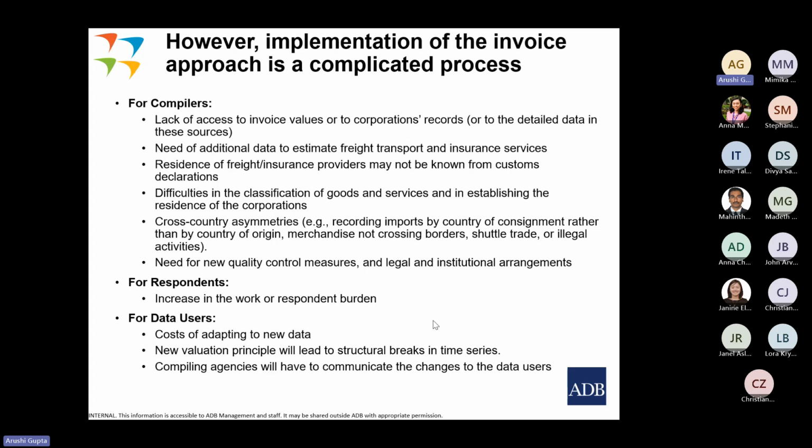The residence of freight or insurance providers may not be known simply from customs declarations, which again would necessitate additional surveys. There would also be difficulties in the classification of goods and services and in establishing the residence of the corporations. There may be cross-country asymmetries in the available data, and this would also imply the need for additional standardized quality control measures and legal and institutional arrangements to ensure consistency of evaluation.